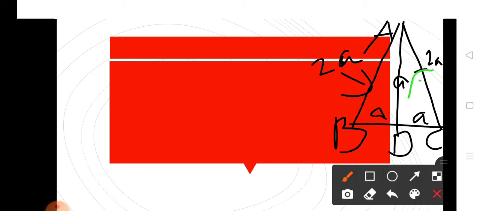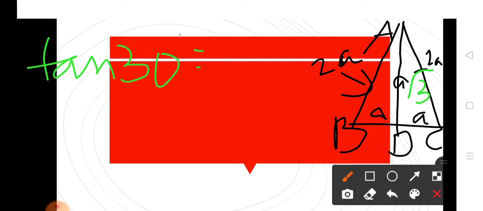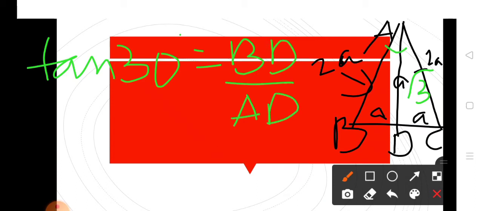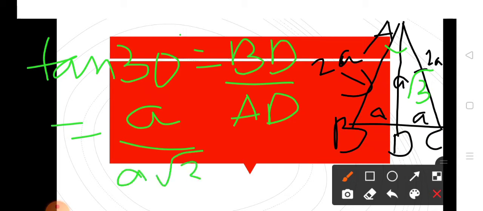Next, अब next गर्ने चाहिँ tan 30 degree. After this, tan 30 degree. Tan भनेको के हो? Opposite by adjacent. Opposite के हो? BD. Adjacent के हो? AD. किनकि 30 degree को निकाल्दै छौं BAD को. अब BD भनेको के हो? A. AD भनेको के हो? A root 3. यो र यो गयो, कति रह्यो? 1 by root 3 is the value of tan 30 degree. Okay.